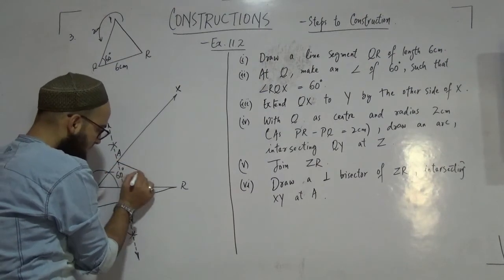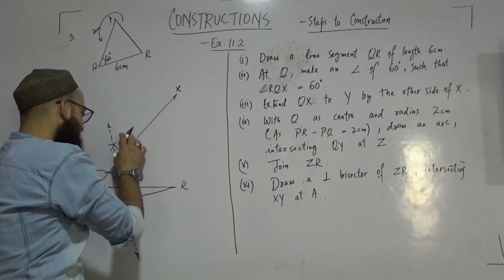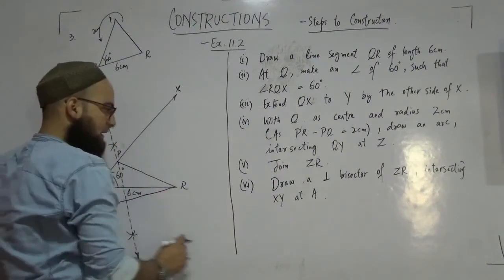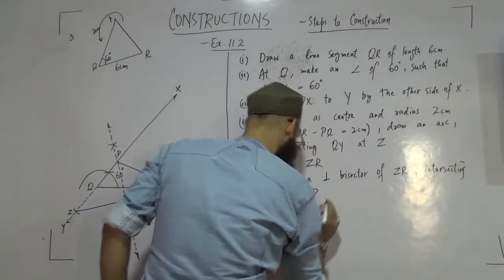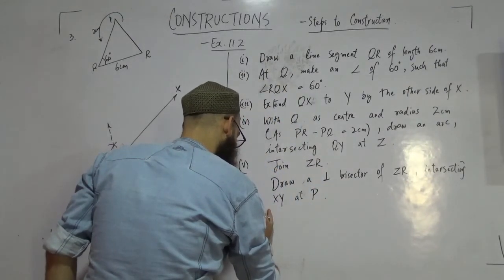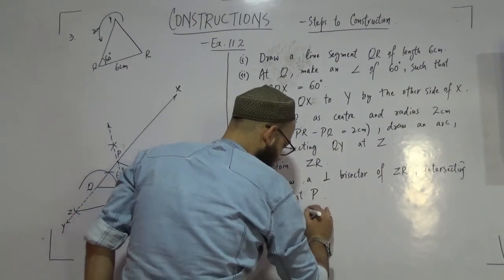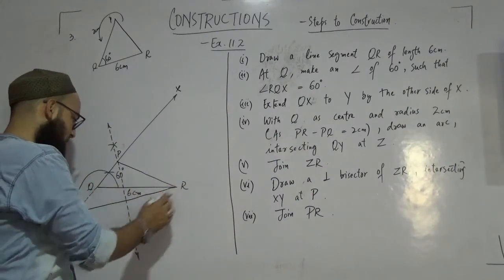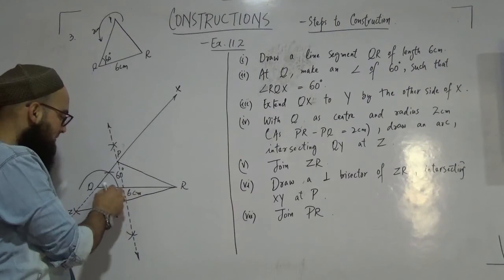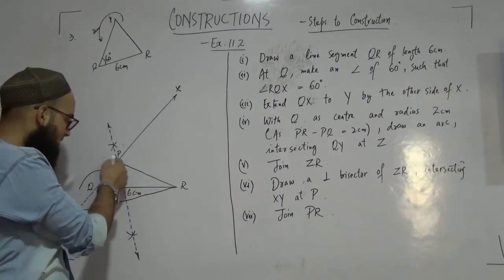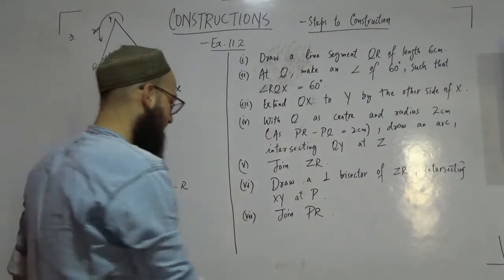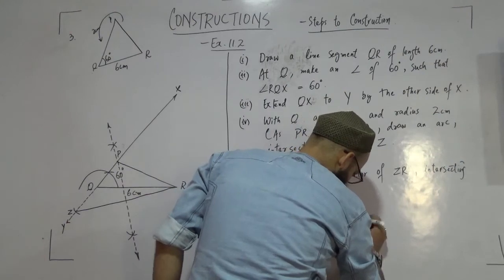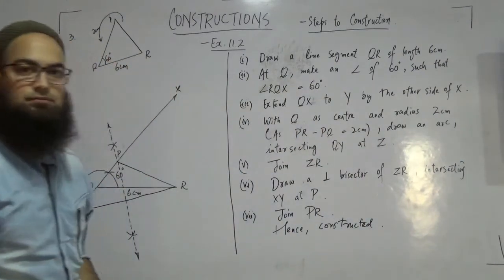Now join, sorry, this is your P. Then seventh is join PR. So PQR is your required triangle. QR is base 6 cm, angle Q is 60 degree, and you'll check PR minus PQ. You'll get 2 cm. Hence, constructed. Make a note.